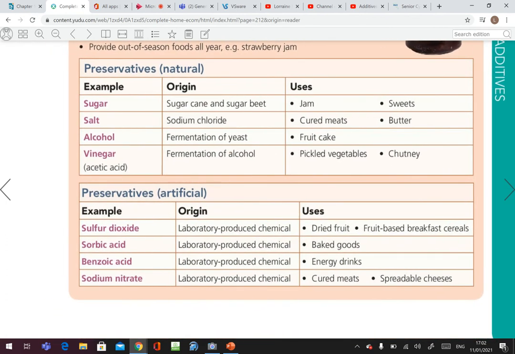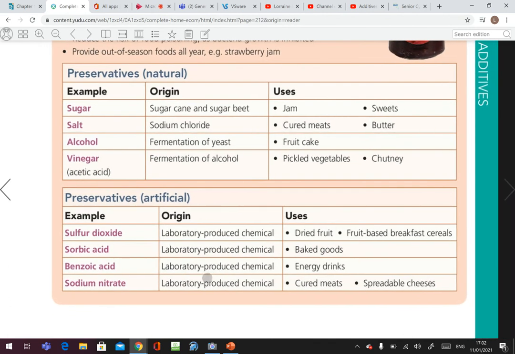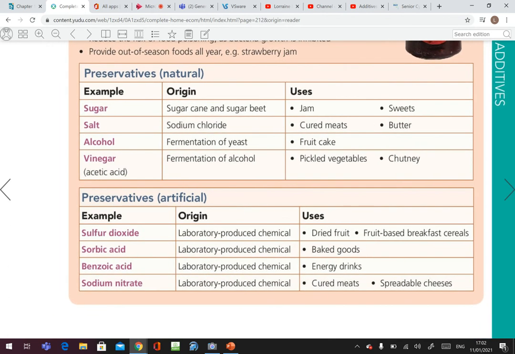Now, artificial ones then. Scientists came along in laboratories and decided that they would make their own, so a lot of these are chemicals. The first one is sulfur dioxide. These are all laboratory produced chemicals. So sulfur dioxide is found in dried fruit, so your sultanas, your raisins, and any fruit-based breakfast cereal, maybe a Special K red berries or that kind of thing.